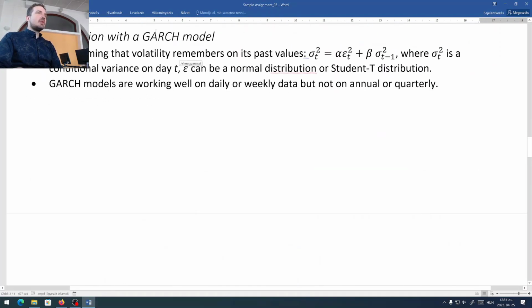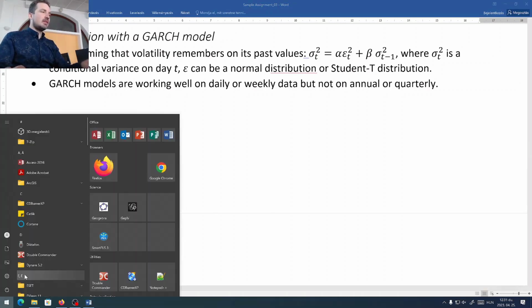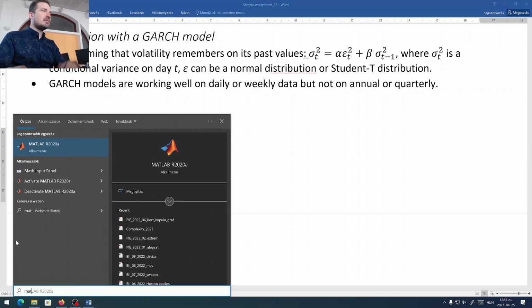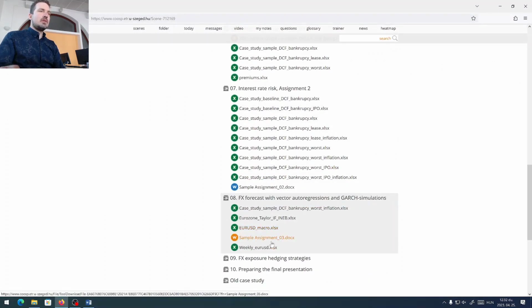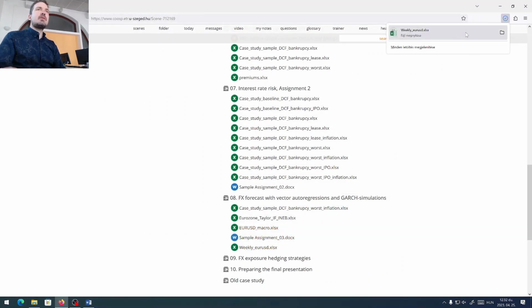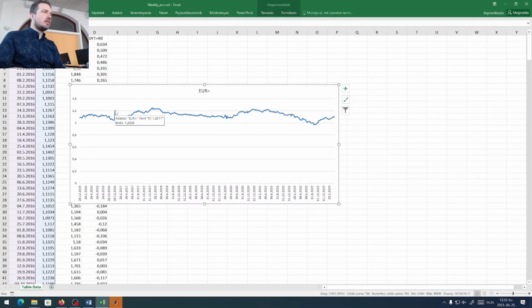So today I would like to still show you this GARCH model fitting, because at least I can show you how we can do simulations, what the expectations are, and how this is made. So let's have MATLAB, and I also prepared this weekly US dollar euro exchange rate. There is some kind of artifact in the data, because this is not supposed to happen each day.